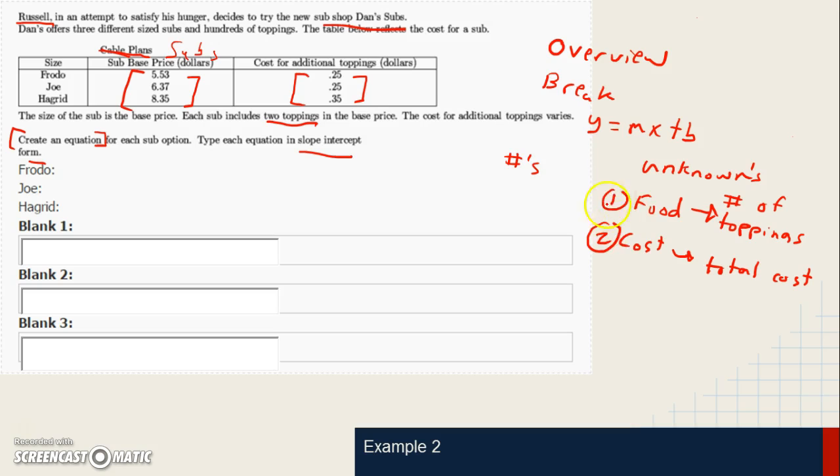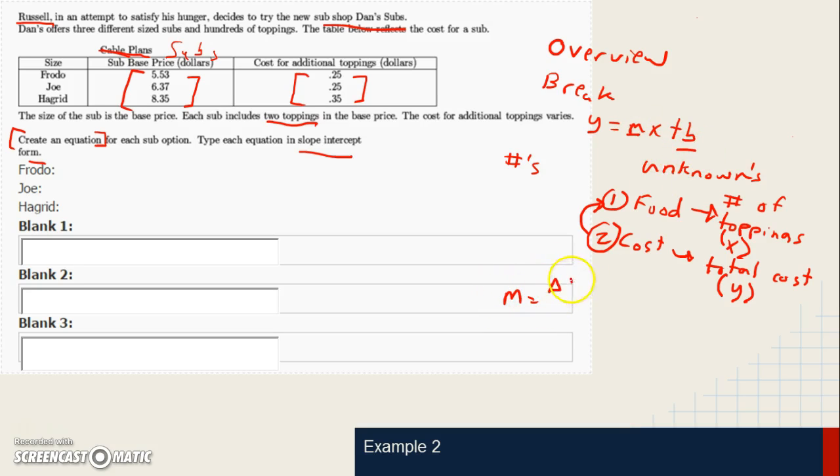We've got our 2 unknowns here that have been identified as the number of toppings and the total cost, and we know that x is the independent variable and y is the dependent variable. Well, which of these 2 is dependent on the other? Well, if you think about it, total cost is dependent on the number of toppings we get. The number of toppings does not depend on the total cost. The total cost depends on the number of toppings. So we know that the total cost here is going to be y, and the number of toppings is going to be x. So now we've got to figure out what m and b are.